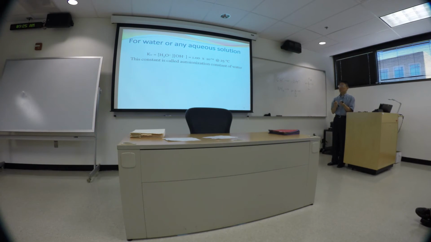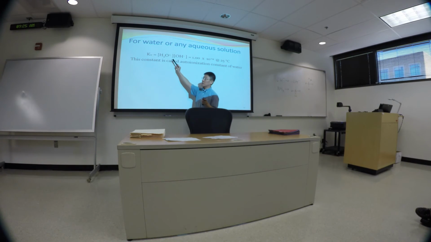Now, this constant is called the autoionization constant of water. Very important number to remember, 1.00 times 10 to the negative 14. Okay. Now, in any aqueous solution, if you know the concentration of this, you can figure out the concentration of this, or the other way around, because the product of these two equals a constant.